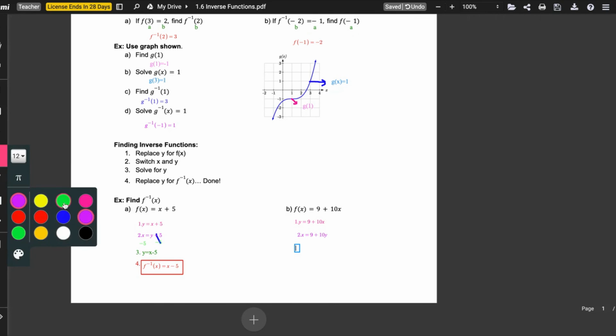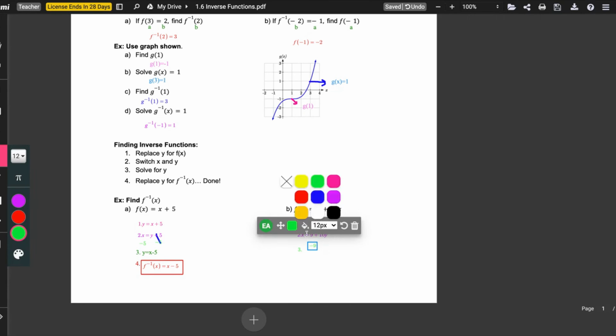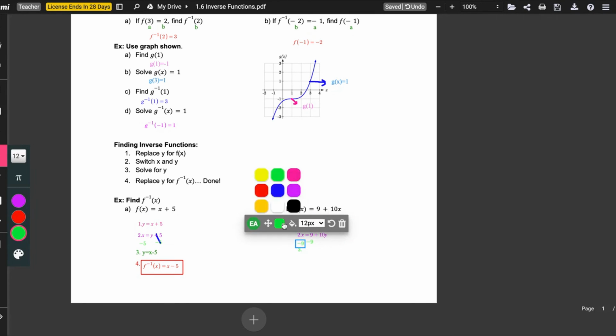Step 3, we're getting into some math. We're going to start solving. I need to start by subtracting 9 from both sides. And this one's going to have a few more steps. I'm going to just subtract 9 first. When I do that, I'm going to have x minus 9 equals 10y, but we're not done.